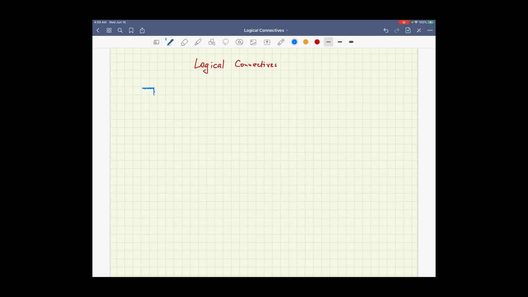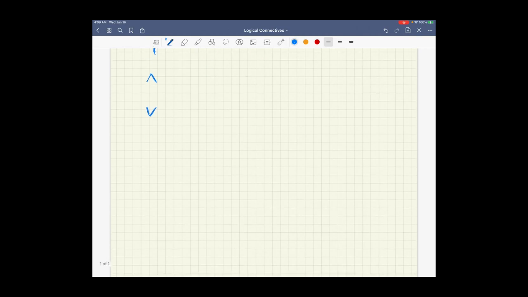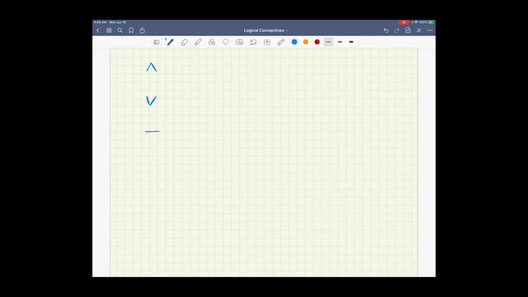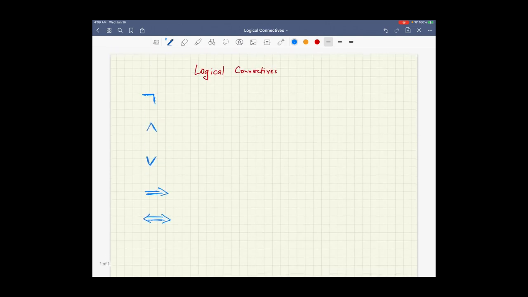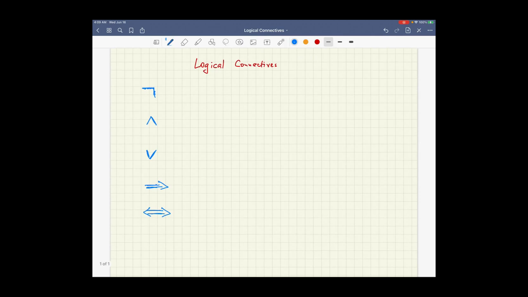negation, conjunction, disjunction, implication, and biconditional. So let me talk about them in greater detail. Negation is just negation. It negates whatever statement that follows it. Logical negation.